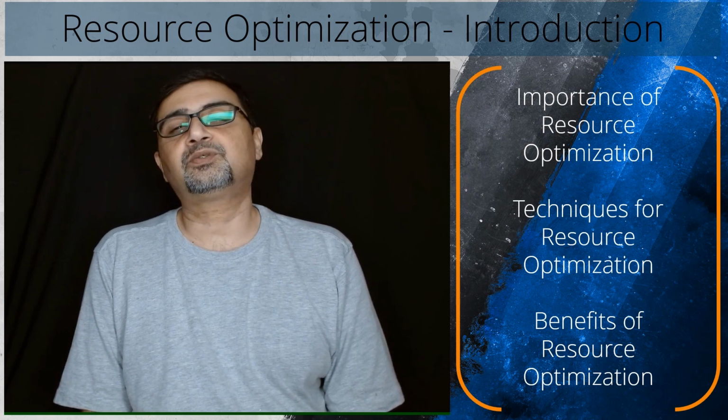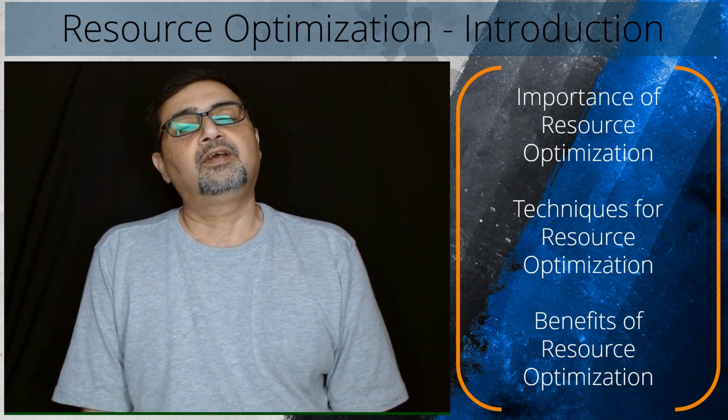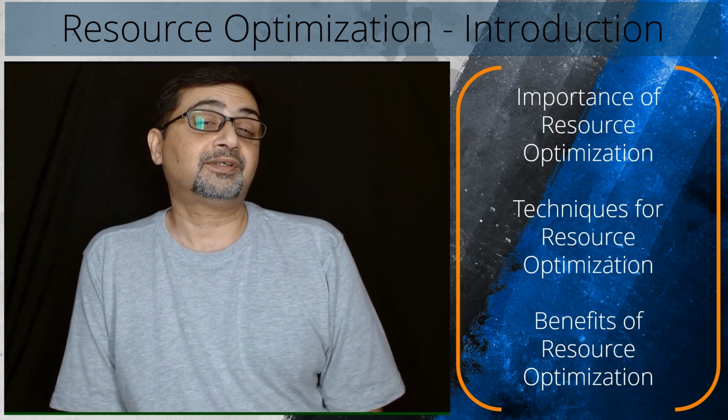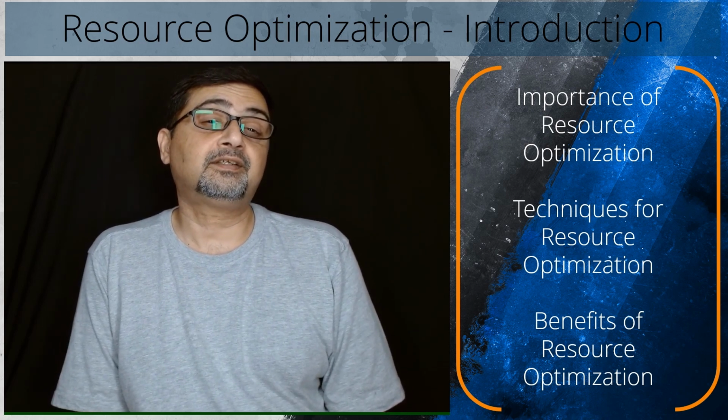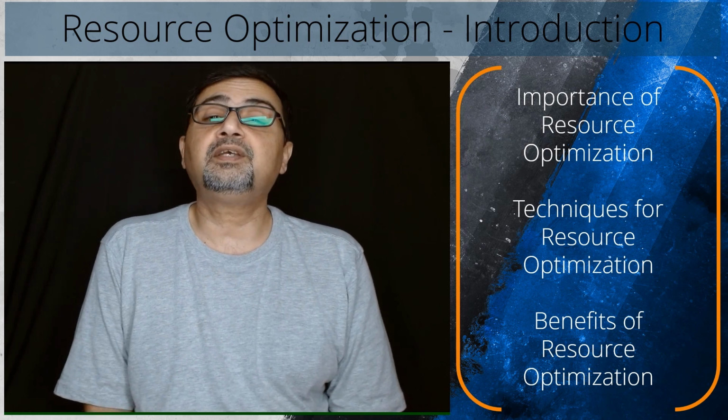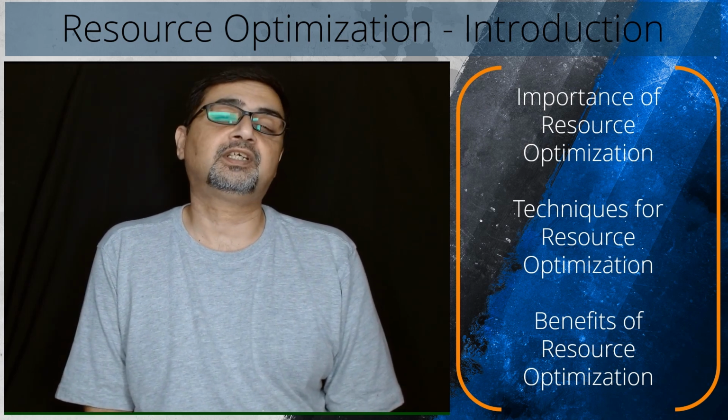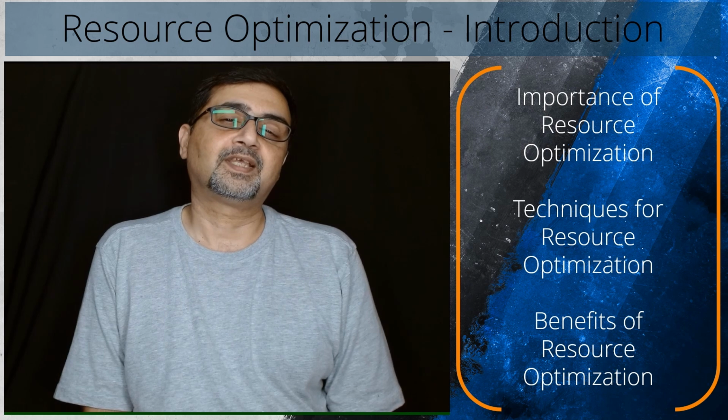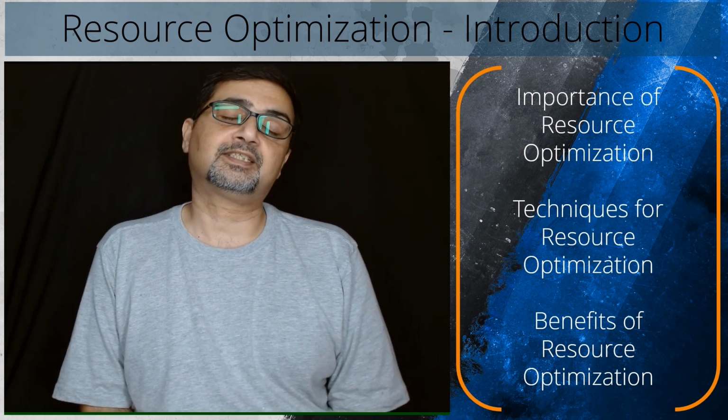Then we have resource smoothing. Resource smoothing, on the other hand, focuses on adjusting the start and end dates of non-critical activities to even out resource demand without changing the project duration. Let's consider an example to understand this technique.